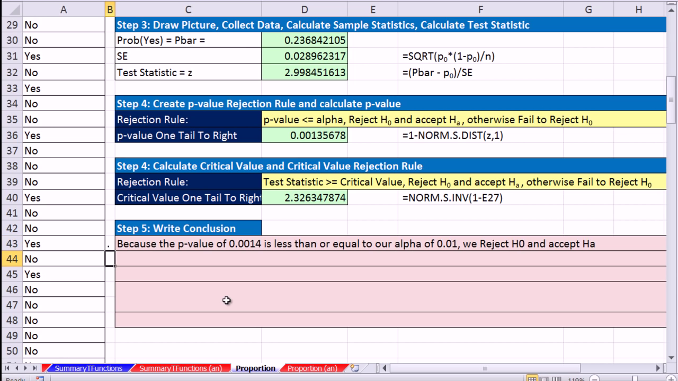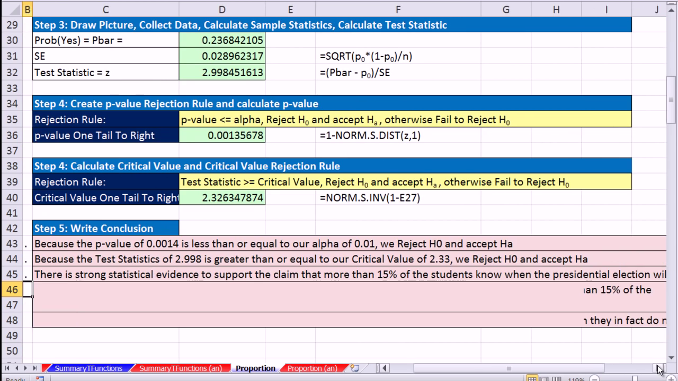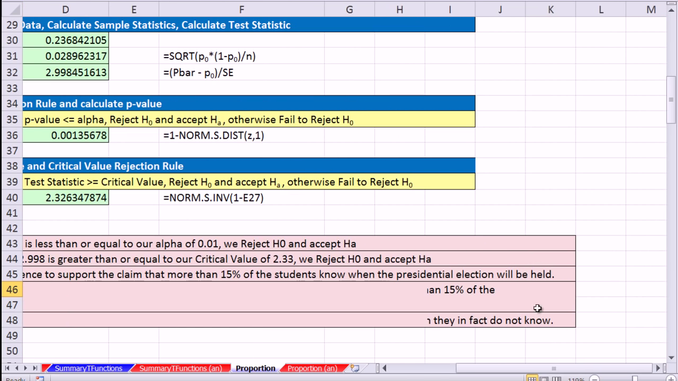Our conclusion, because the p of approximately 0.0014 is less than or equal to our alpha, we reject the null and accept the alternative. If we're using our critical value rule, because the test statistic 2.99, almost, it's 3 standard deviations in essence, is greater than or equal to the critical value of 2.33, we reject the null and accept the alternative. There is strong statistical evidence to support the claim that more than 15% of the students know when the presidential election will be held.